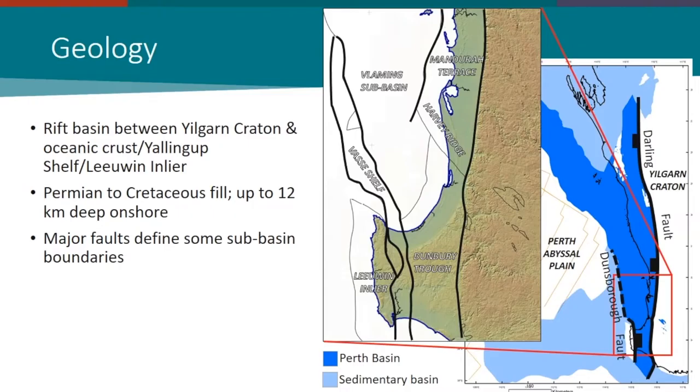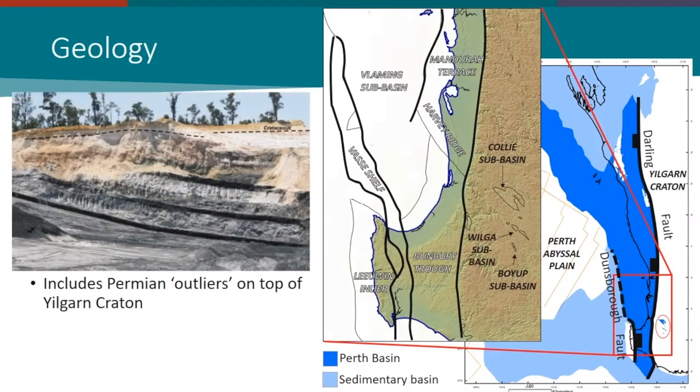The Southern Perth Basin also includes Permian outliers on top of the southwestern Yilgarn Craton, such as the Collie, Boyup and Wilga subbasins. This suggests the Darling Fault wasn't the boundary of the basin during the Permian. In these subbasins, tilted Permian strata are truncated by the early Cretaceous breakup unconformity, as can be seen in this image on the left of a face in one of the coal mine pits at Collie.